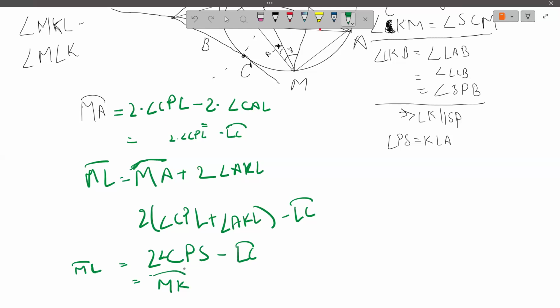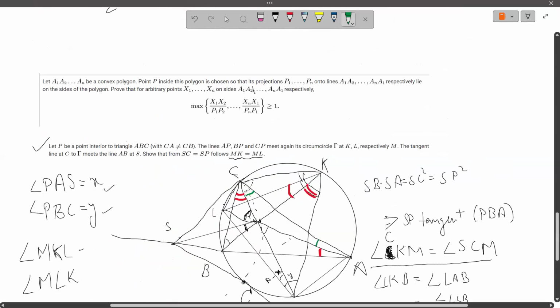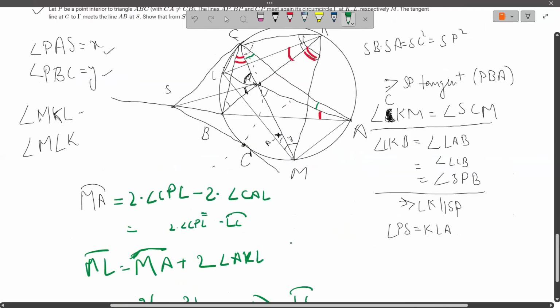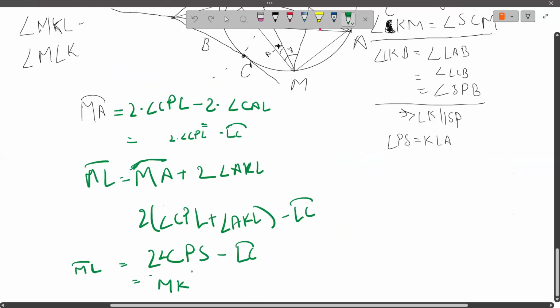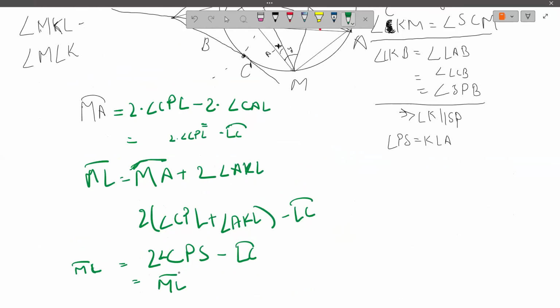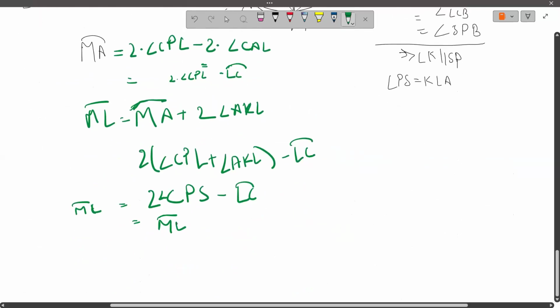Wait, why do we know this? Wait, CPS, how is this? This is not MK, ML, but fine. But yeah, it is ML. That is ML, true. We started with MK and we show that it's equal to ML. No, we started with ML only. Okay, there have been some diagram issues, but this is a way slicker solution actually.